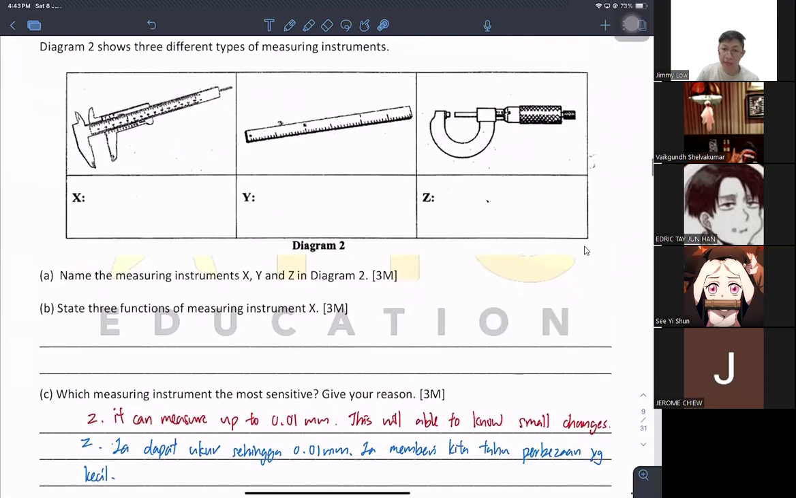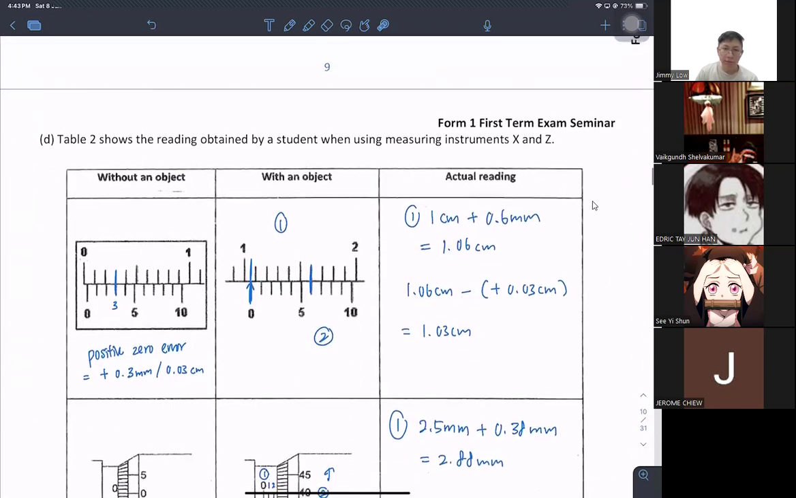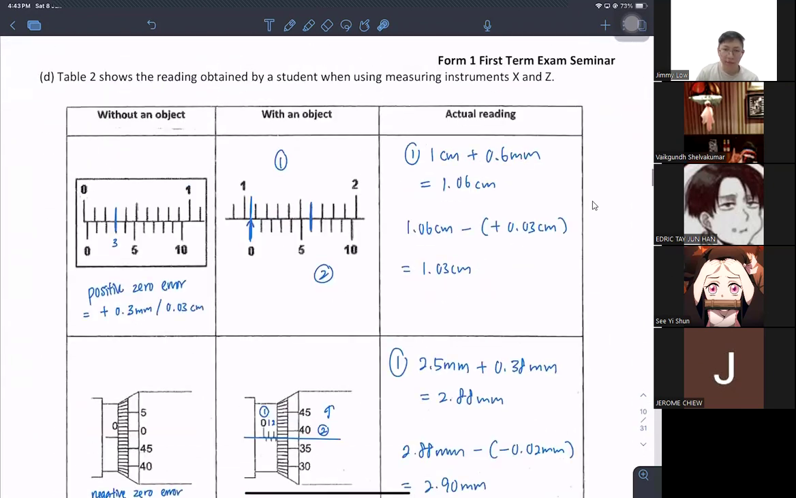Cannot, because you don't have diagram Z here. You only got diagram 2. So what you can just write is Z, because the measuring instruments here are like Z. If you write diagram, I'm afraid the teacher will be so strict, then they don't give you the mark. Okay, same thing here, but this thing is different.